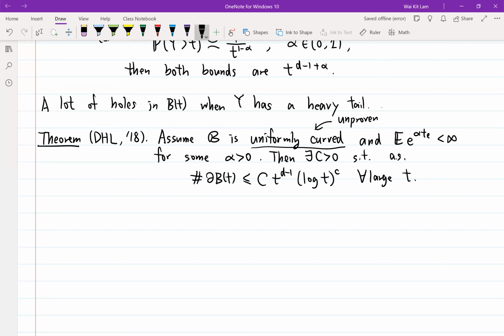But again, this is assuming the limit shape has uniform curvature, and we don't know whether it is true or not. Although, as I said, we believe that this should be true for a large class of distributions, at least.